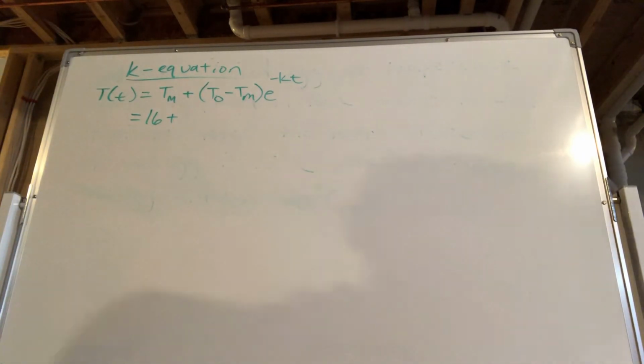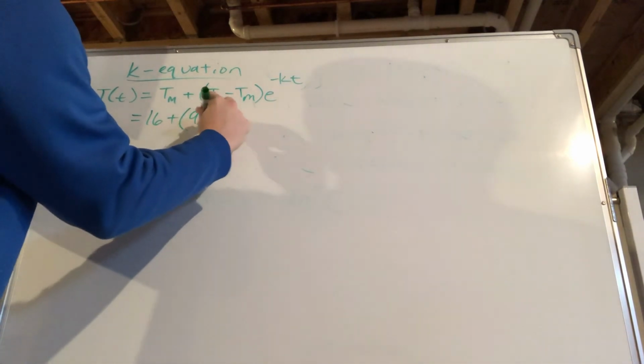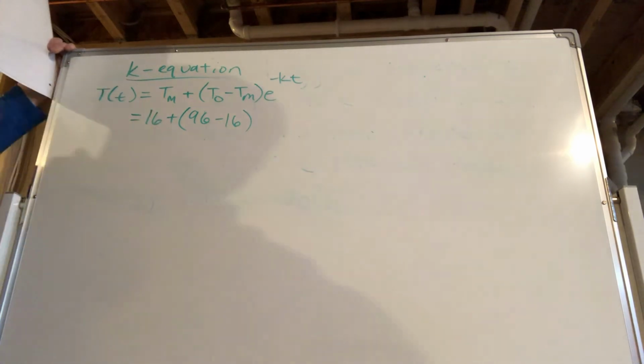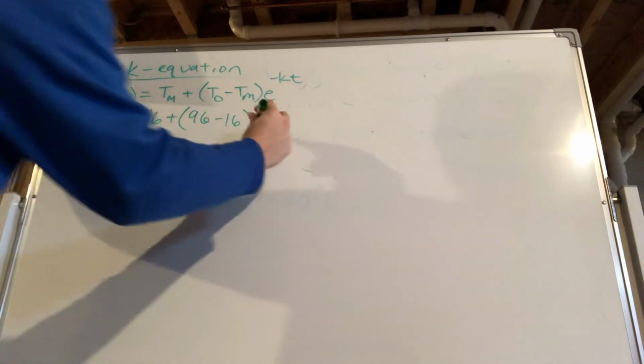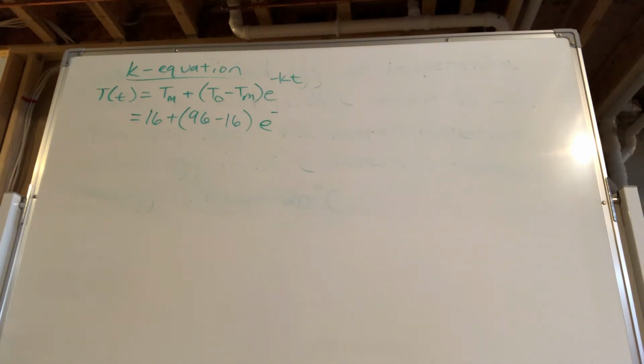The initial temperature doesn't change. It is still 96. And I'm going to fill in this 96 minus 16 times e to the negative kt. Now here's where I'm going to pause. K is the variable I want to solve for, so that's still going to be a variable. But what could our time be? If you think about it, read that second sentence. If you haven't noticed it already, it says 4 minutes later, the temperature of the egg is 45 degrees Celsius. So it gives you a time.